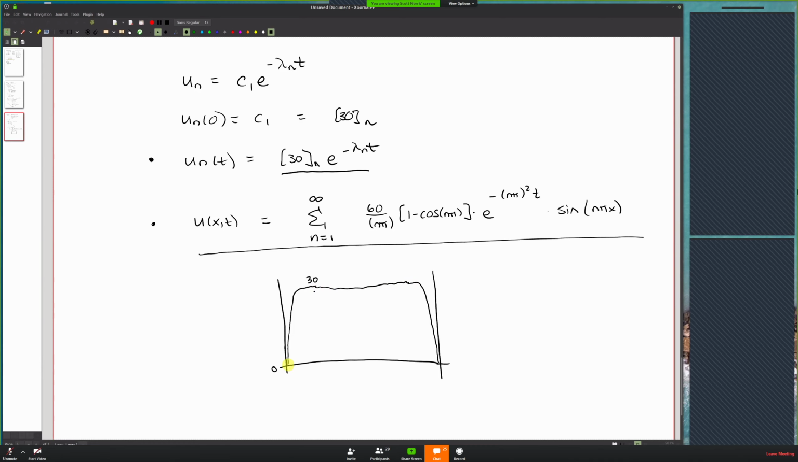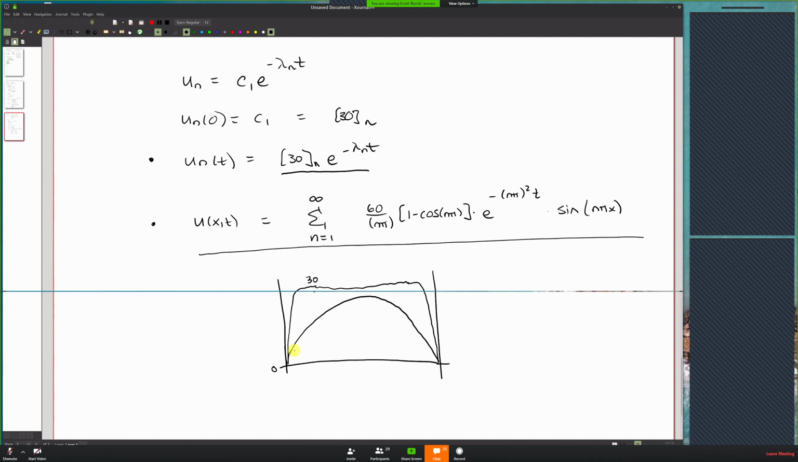But before too much longer, it looks nice and smooth like a parabola or a little lump of the sine function. JC, I do see your question, and I will come back to that in a minute. So to explain what's going on here mathematically, or to illustrate the origins of this interesting behavior, I want to look at the structure of the eigenfunction solution here.